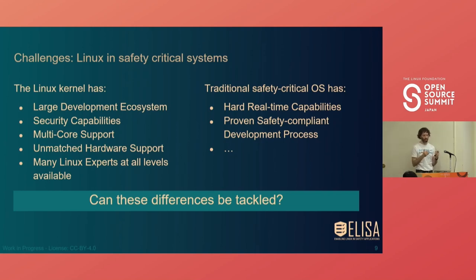So if we look into a safety critical traditional OS, typically it comes with hard real-time capabilities. You can always argue what means hard real-time. There are the PREEMPT_RT patches in the Linux kernel, so you get more real-time, but still it's not in the, maybe in the microsecond range or whatever you consider. And there's something which the traditional OS vendors claim, and they have been developed with safety in mind and with a safety compliant development process.